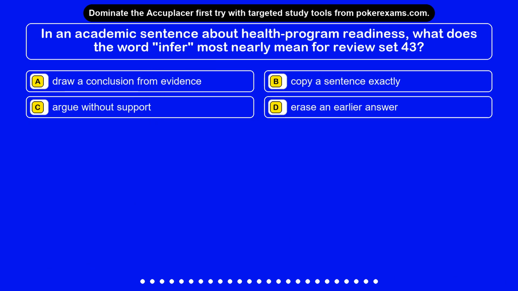Question 15. In an academic sentence about health program readiness, what does the word infer most nearly mean for review set 43? Option A, draw a conclusion from evidence. Option B, copy a sentence exactly. Option C, argue without support. Option D, erase an earlier answer.